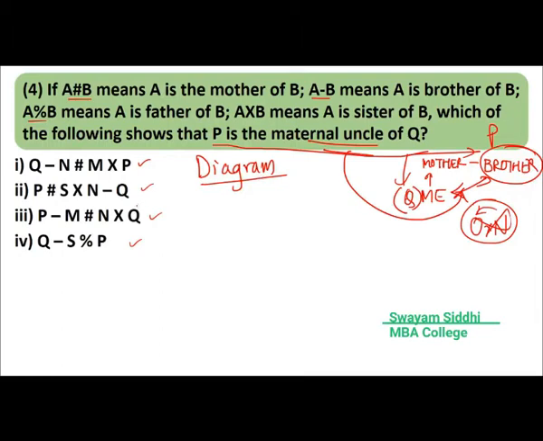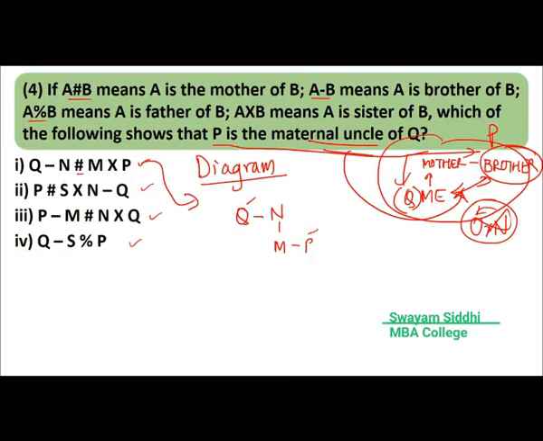Let us see. Let us start from, say, option number 1, okay? What is it? Q dash N. What does that mean? A dash B means A is brother of B. So Q and N are brothers, okay? N hash M. A hash B is A is mother of B, okay? So N is mother of M, correct? Now M X P means A X B, X means sister, so M is sister of P. Now for this relation between Q and P, take a look over here. We have learned that every new generation has to come on the next level, correct?